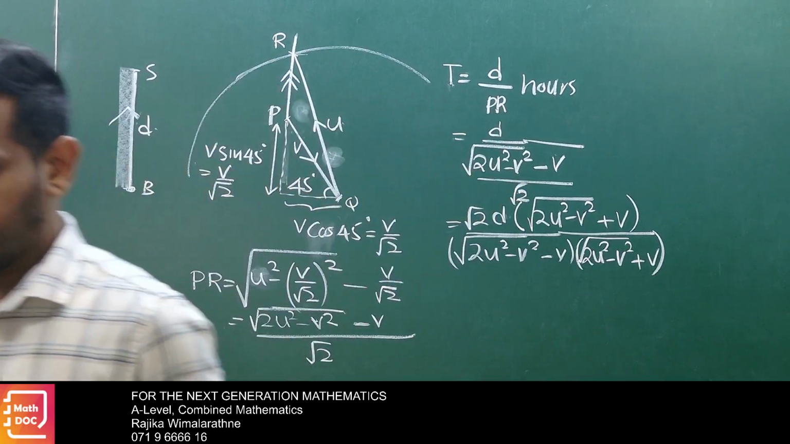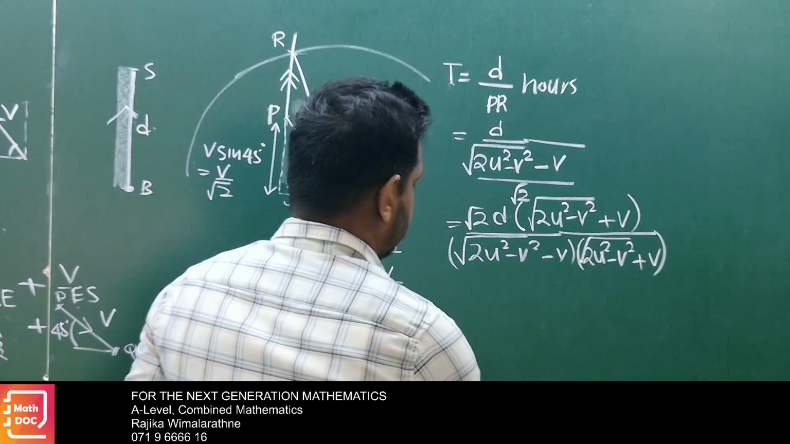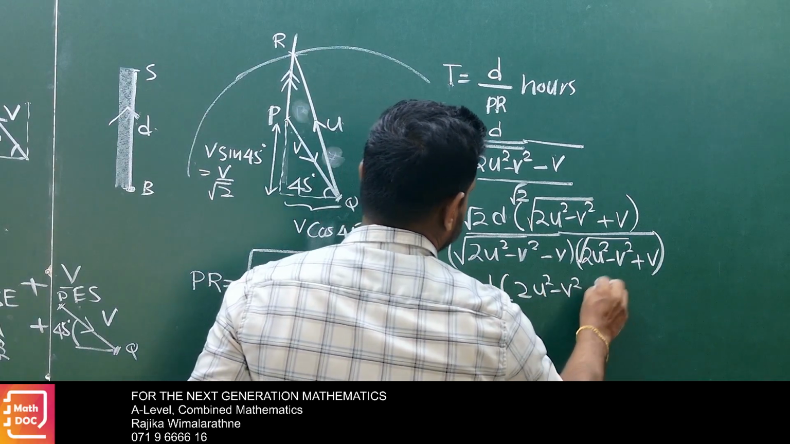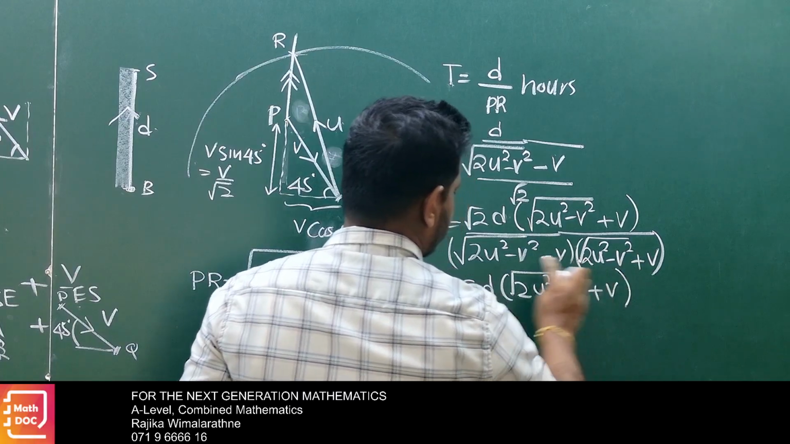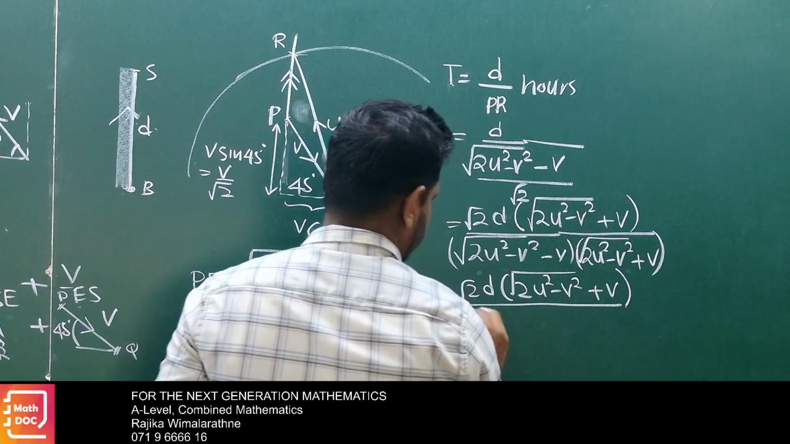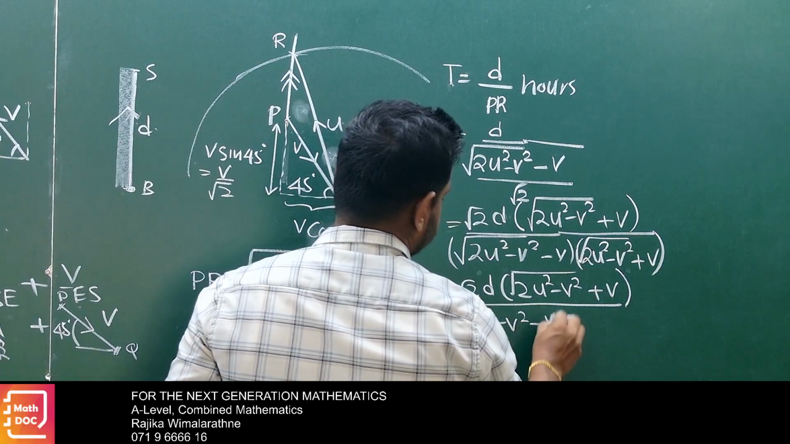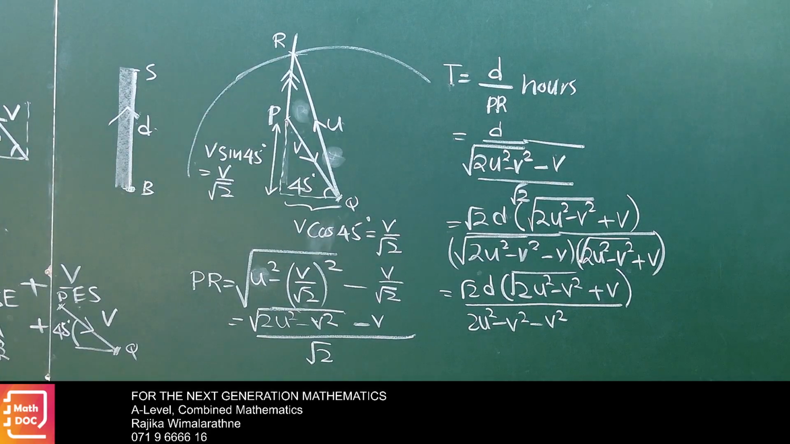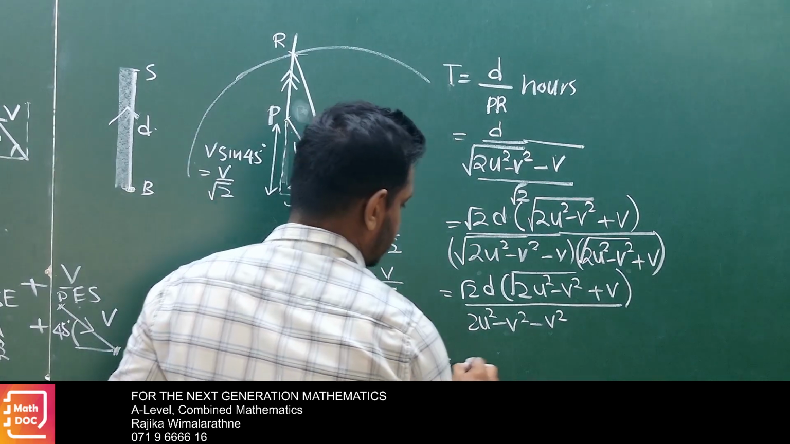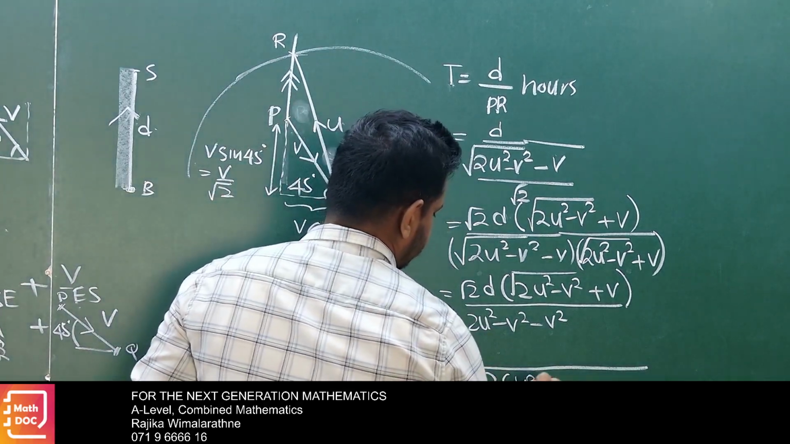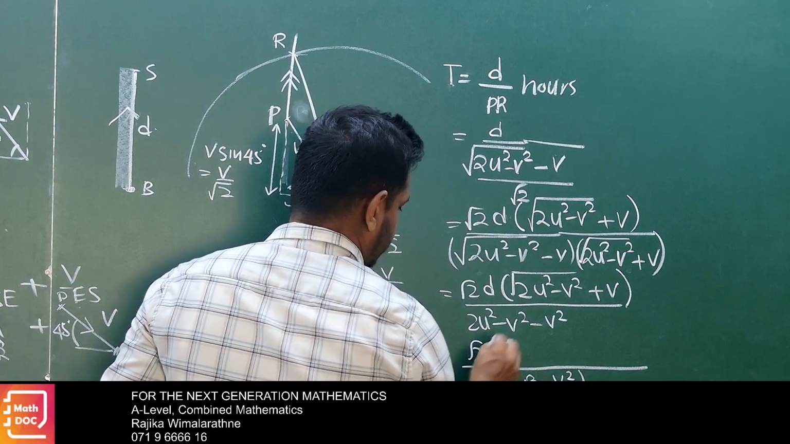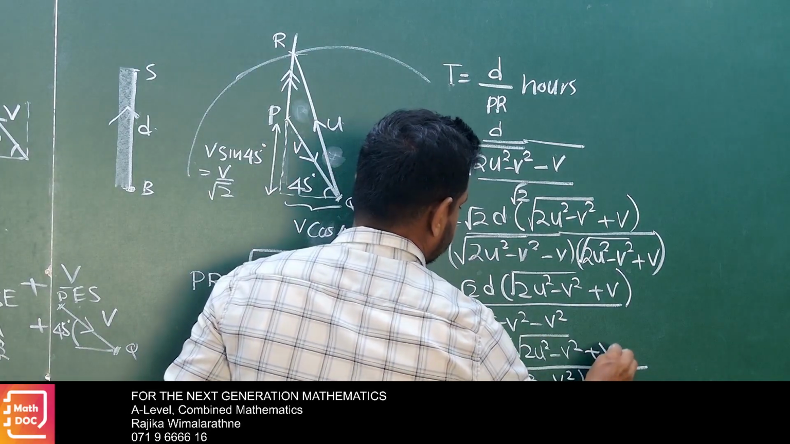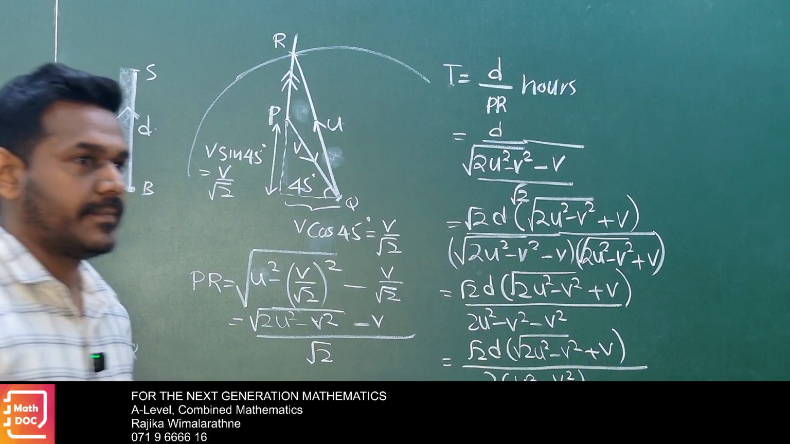Okay. Now further you can simplify. Then root 2D times root of 2U squared minus V squared plus V. Then the denominator is a difference of two squares: 2U squared minus V squared minus V squared. Then we can get the value. Here 2V squared, take the 2 outside in the denominator, then U squared minus V squared. Root 2D, root of 2U squared minus V squared plus V. Here it is. Complete.